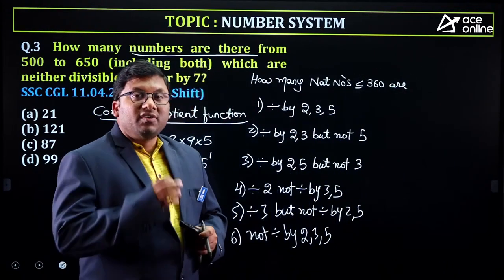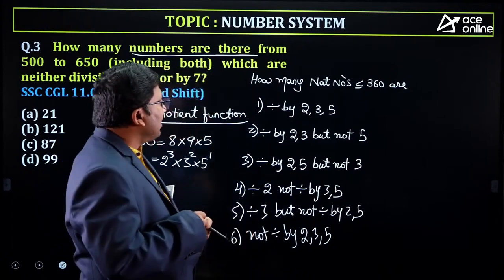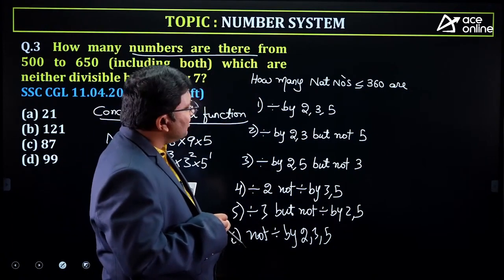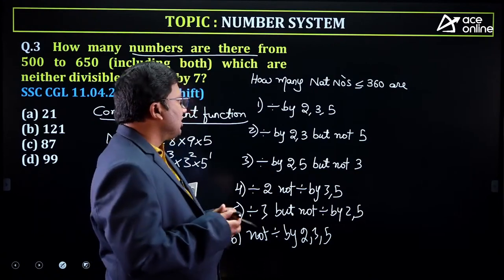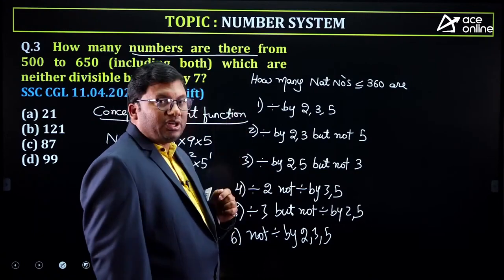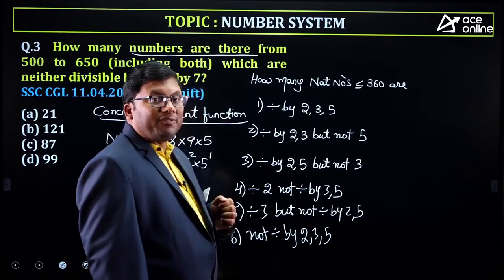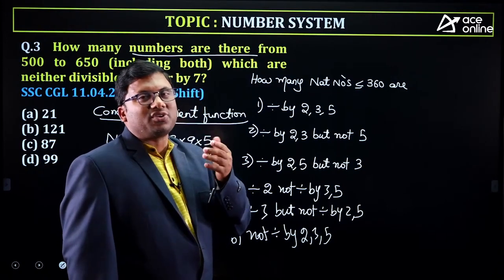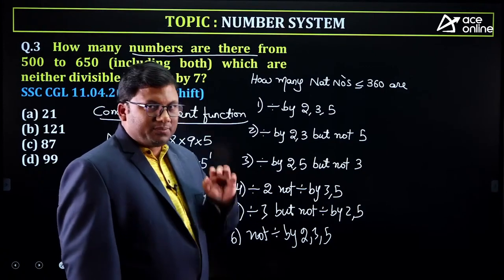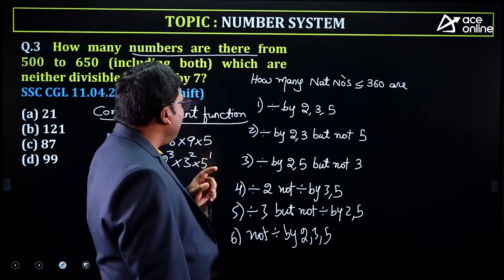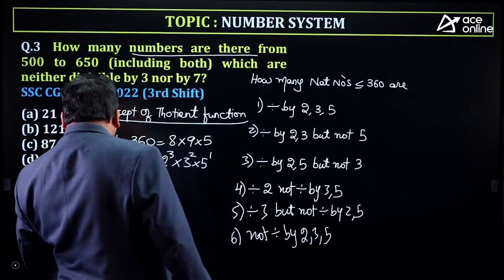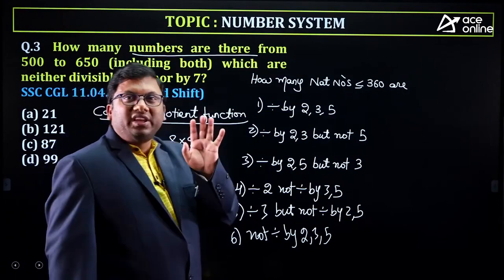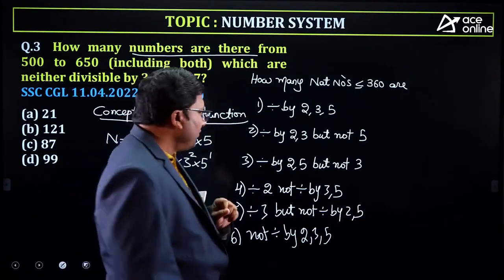These 6 questions, we will solve very logically. How many natural numbers less than or equal to 360 are divisible by 2, 3, 5, are divisible by 2, 3 but not 5? If you understand the first 3 questions, then the rest of the questions you can solve at your fingertips. Let us see this question. How many natural numbers less than or equal to 360? We will not use any concept of Venn diagrams here.